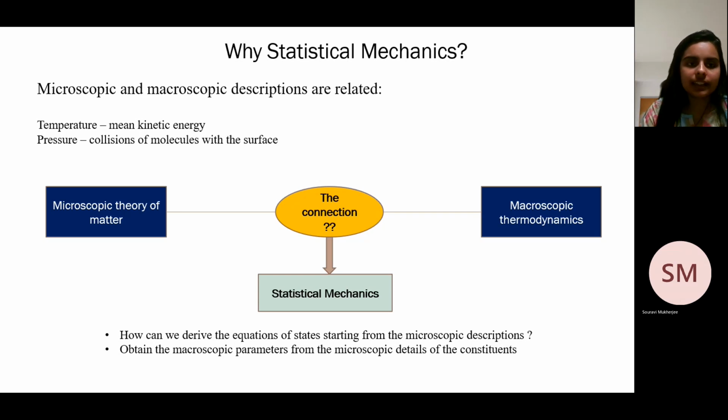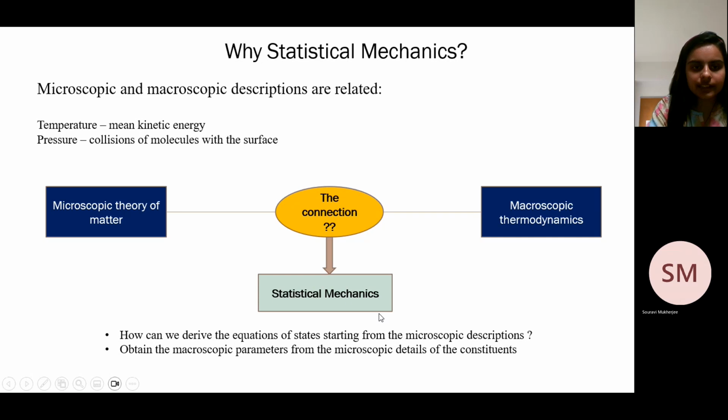So what do you mean by that? It is that if you have some microscopic theory of matter, suppose you have particles moving, then by microscopic description you mean the position and the momentum of the different particles constituting the system. And then you have this macroscopic description where you talk about the temperature or the pressure of the system. But how do you connect both of them? There comes statistical mechanics.